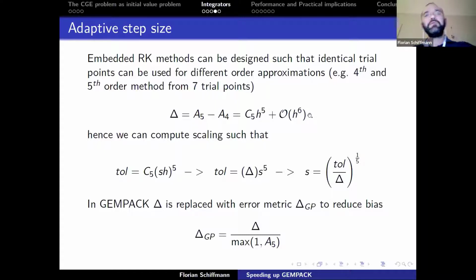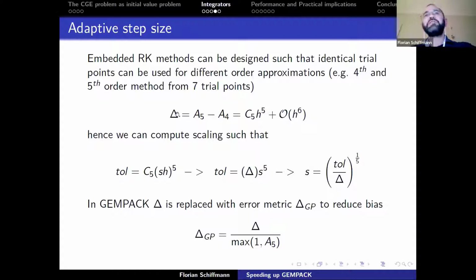And now we can ask ourselves, can we determine how big our step size can be to still be within a certain accuracy? And that is pretty simple. We say that the tolerance is equal to C5 times the scaling factor times h, and so on, through the maths. And we find that we can compute a scaling factor which allows us to determine how far we can take our steps to stay within a certain accuracy we determine.